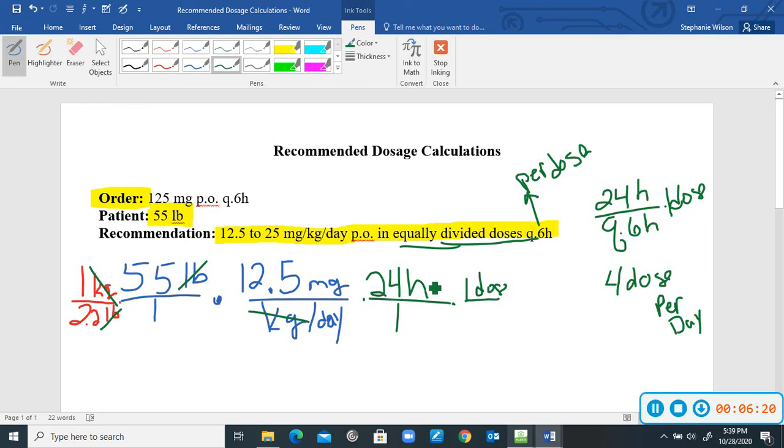We could have said 24 hours over Q6H, and then said 1 day, and that would have been 1 day, and that would have told me how many doses. But again, if you wanted to, it'd be easier to just go ahead and come over here on the side and figure it out. So we got 1 day is 4 doses.